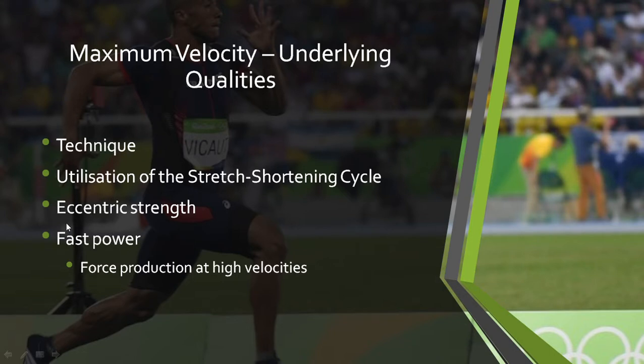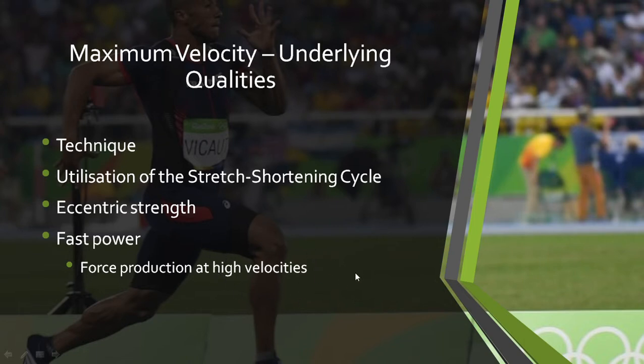And then eccentric strength is going to play a big part in maximum velocity sprinting, because each step the body has to, in a very, very short amount of time, before it can actually propel for the next step, absorb the force of the body and the velocity it's traveling at. So it's going to have high requirements of eccentric strength. And lastly, fast power, so being able to produce as much force as possible at very high velocities.